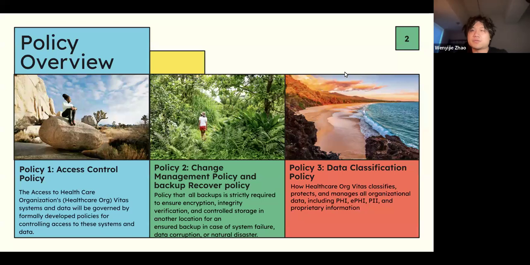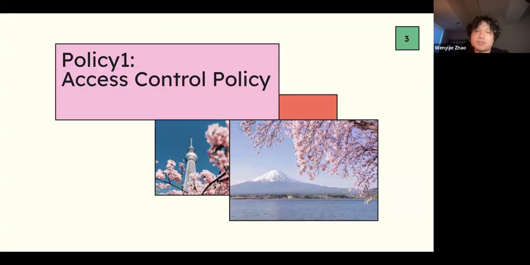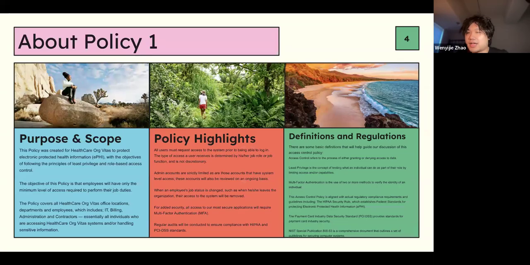here is what we are going to go through, as aforementioned. And starting with policy one, which Maher is going to explain to us more about.